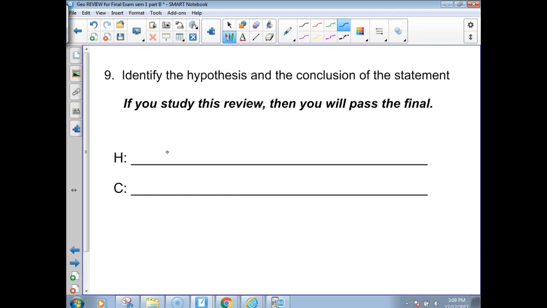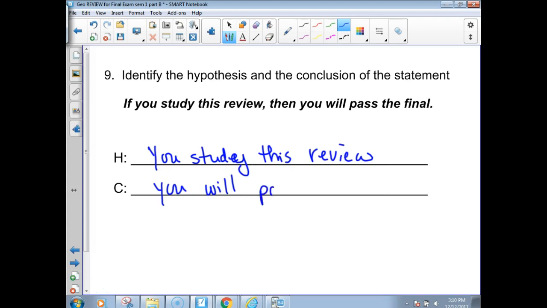Identify the hypothesis. That would be the part after the if. Do not write the if. You study this review. That is the hypothesis. The conclusion is you will pass the final. It does not include the then. If you wrote the if or the then, erase it. It does not belong in your answer. Okay? I hope this is true as well.